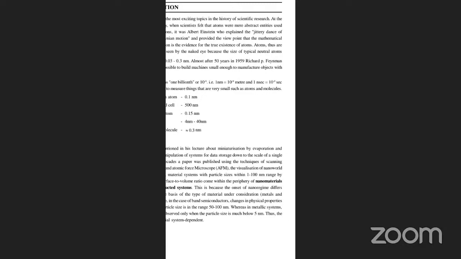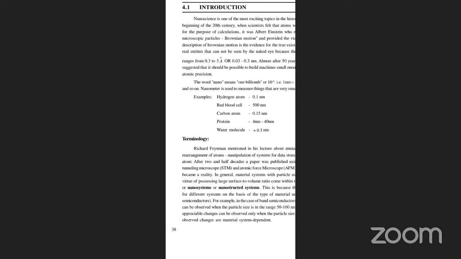Materials and semiconductors. For example, in the case of semiconductors, changes in the physical properties can be observed when the particle size is in the range of 50 to 100 nanometer, whereas in metallic systems appreciable changes can be observed only when the particle size is much below 500 nanometer. Thus, the observed changes are material system dependent.